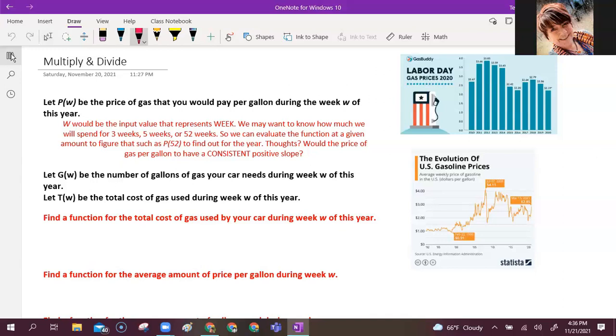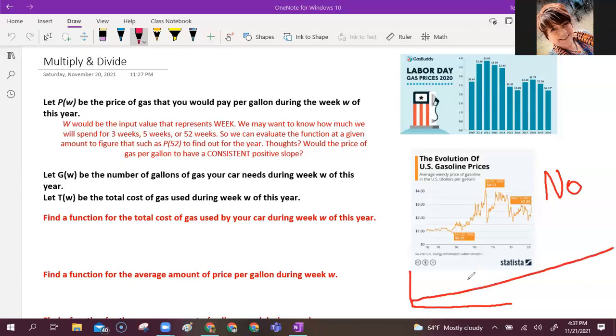So thoughts here. Would the price of gas per gallon, would you want it to be a consistent positive slope? Look at this graph over here. This graph is going up, down, up, down. No, this slope is not consistent. This slope changes all the time. If I had a graph of gas prices with a consistent slope, that means it would never go down. It would keep increasing at the exact same rate.